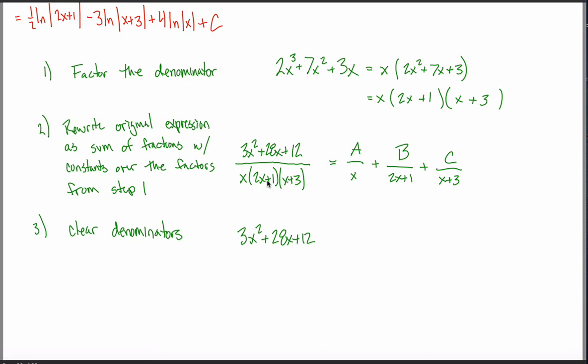Well, if I take this x times 2x plus 1 times x plus 3 and multiply it by the first guy, the x, think about all three of those factors going up top. The x and this x will cancel, so all I'll have left will be the 2x plus 1 and the x plus 3 and the a.